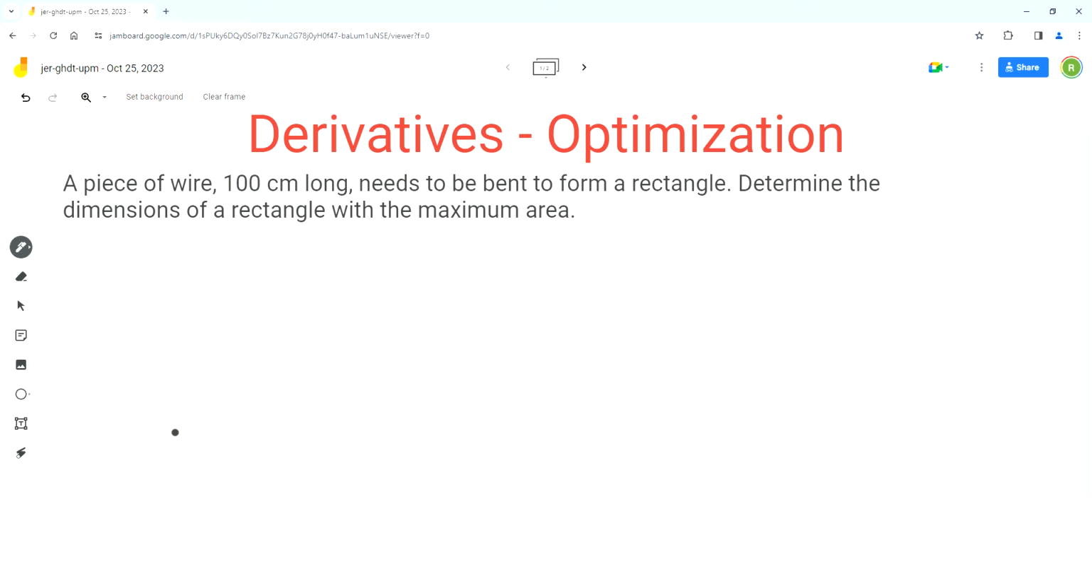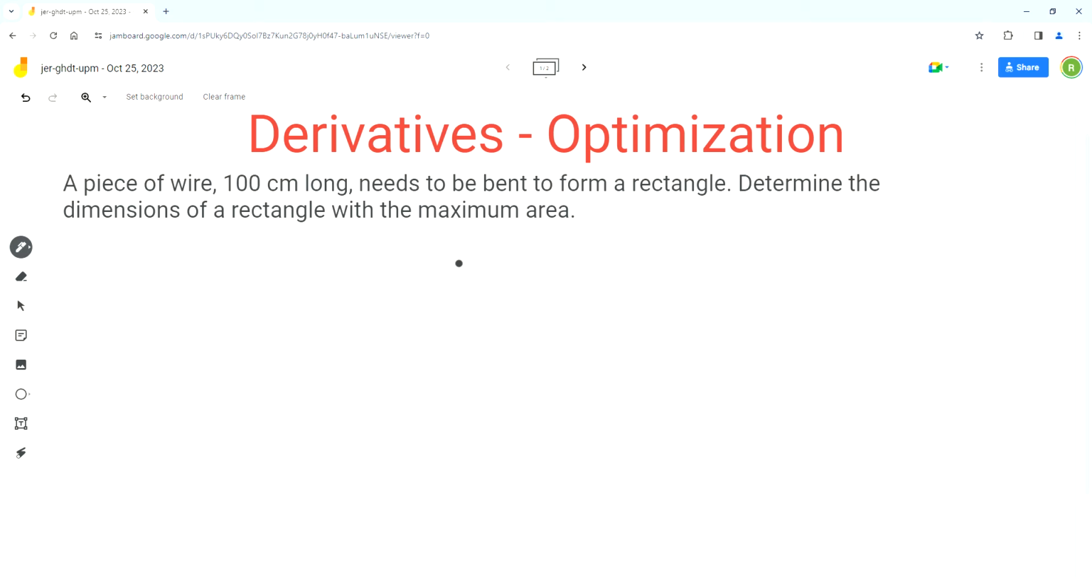So in this video, we'll solve this optimization problem using derivatives. So as per the problem, a piece of wire 100 centimeter long needs to be bent to form a rectangle and determine the dimensions of the rectangle with the maximum area. So that means we need to find how can we make a rectangle from a 100 centimeter long wire so that the rectangle has the maximum possible area.